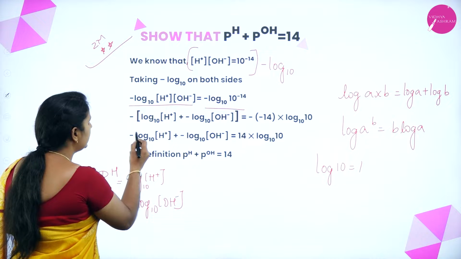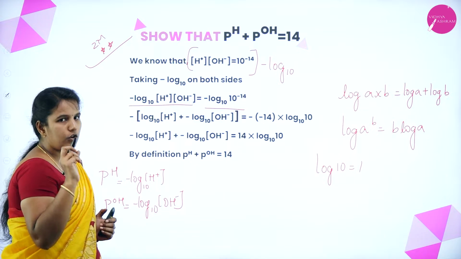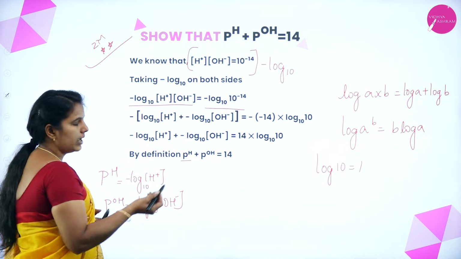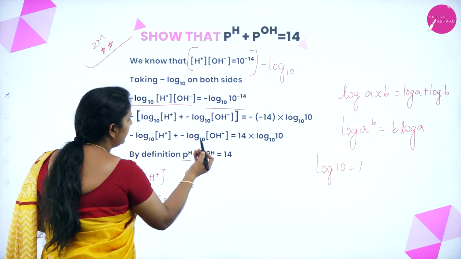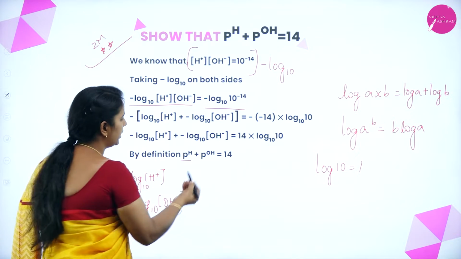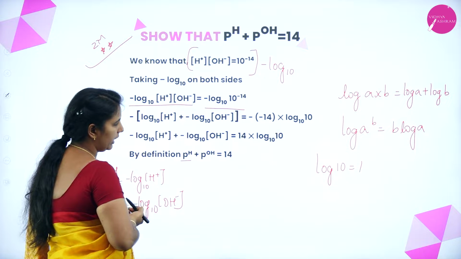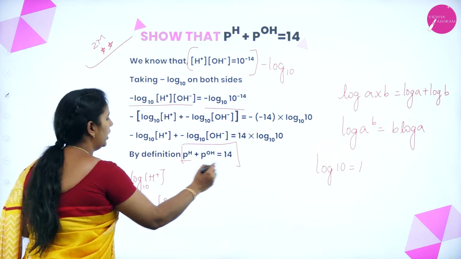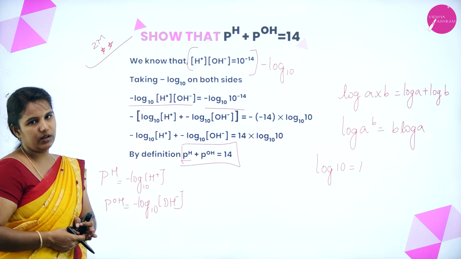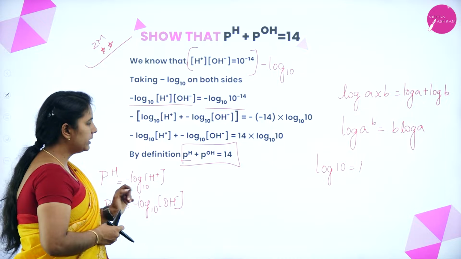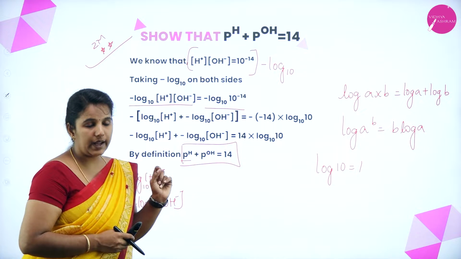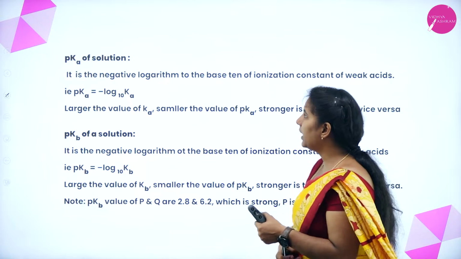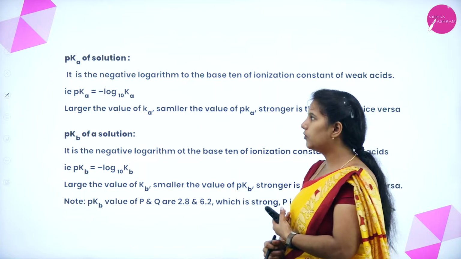So we know that the negative logarithm of base 10 of the molar concentration of the H plus ion is equal to pH, plus again the negative logarithm of the OH minus ion, which is nothing but pOH, which is equal to 14, and the log 10 value is 1. This is the equation we got, as we have studied from the definition. This is how we can prove that pH plus pOH is equal to 14. Next, we will see the pKa of the solution and the pKb of the solution.